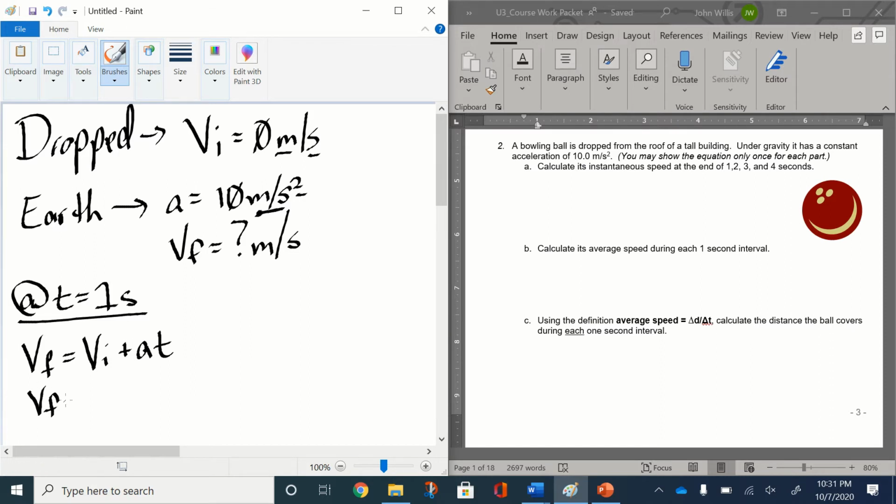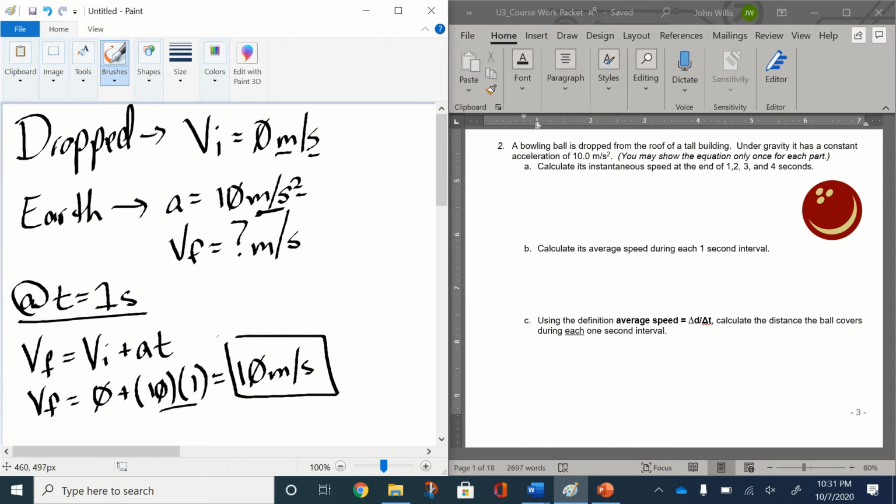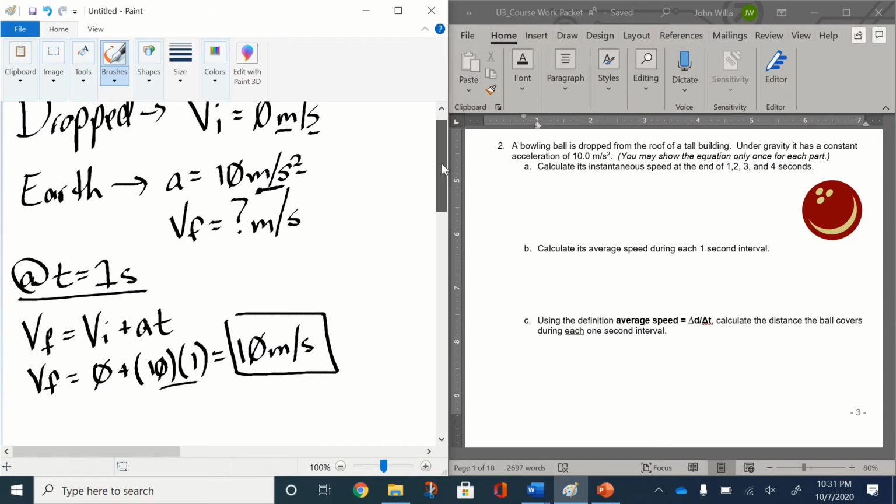If I'm looking for that final velocity, your initial velocity was 0. We've got 10 as my acceleration due to gravity, and then it's falling for 1 second. It doesn't take very complicated mathematical skills to recognize that this is still just going to be 10 meters per second. So after 1 second of falling, this object, whatever the object is, will be ending that 1 second with a new speed of 10 meters per second.